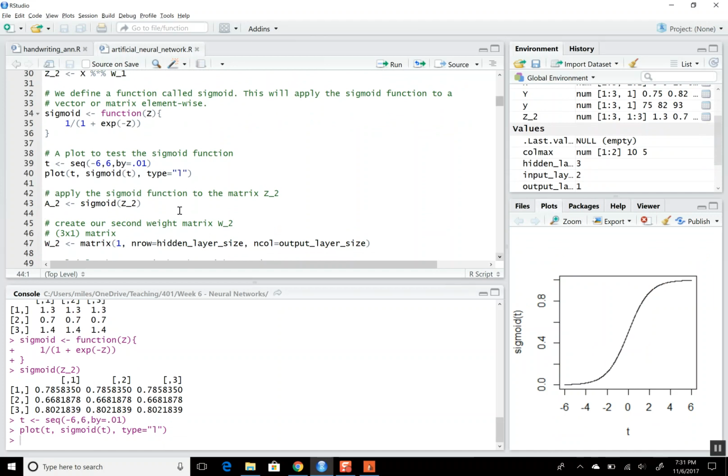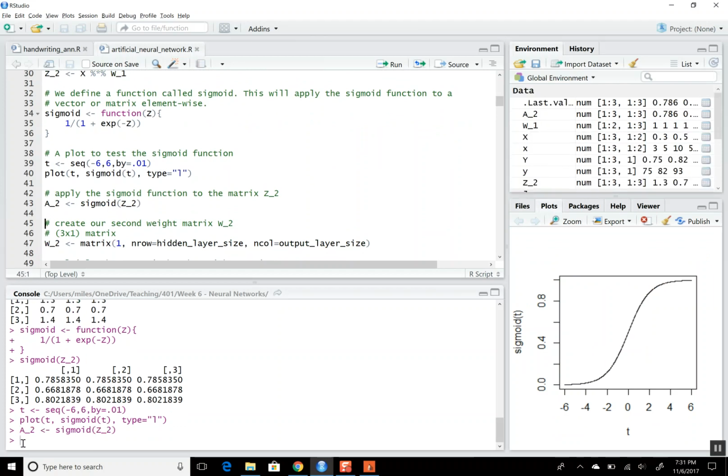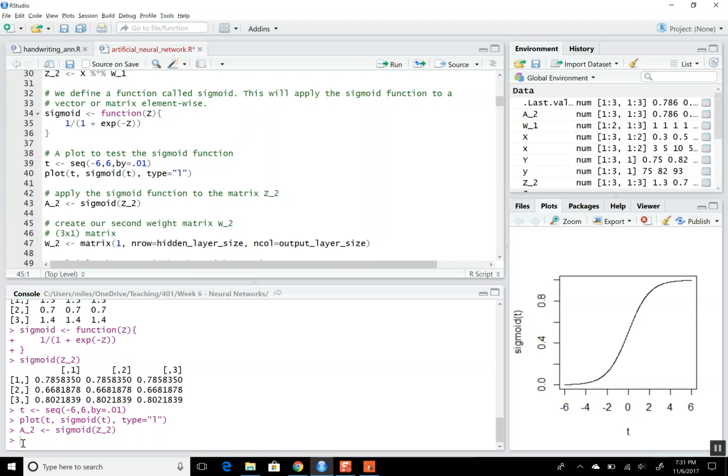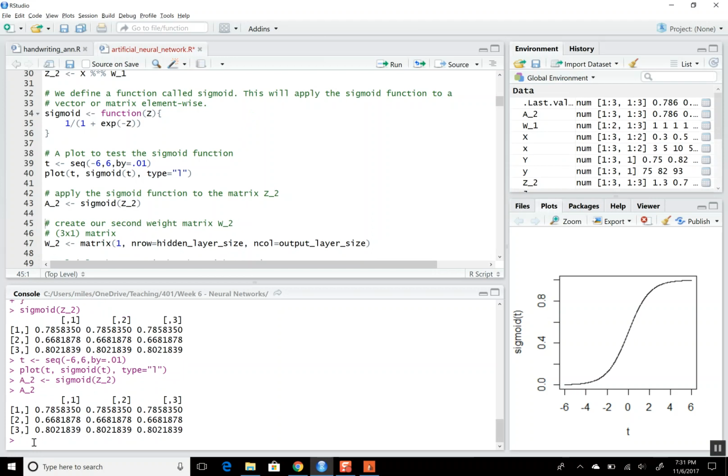We will apply the sigmoid function to that matrix Z2, and now A2 is the result of this. So far we have X multiplied by our weights W, which results in a 3 by 3 matrix Z, and now we've applied the function F to that matrix Z, and we have a matrix A, which we've called A2.